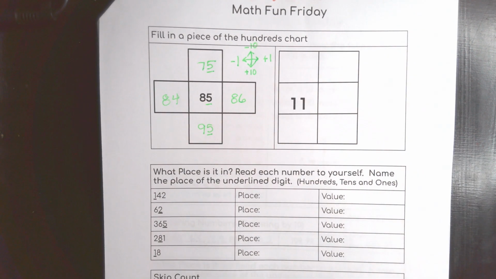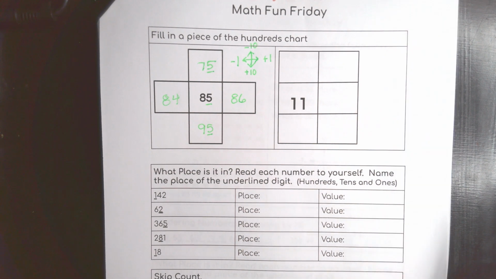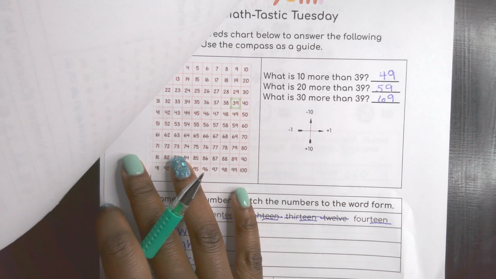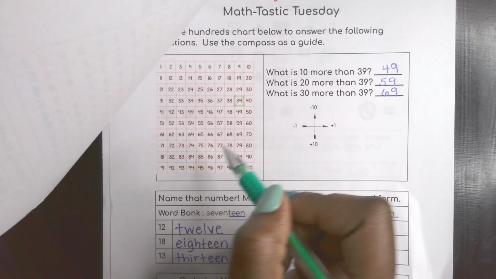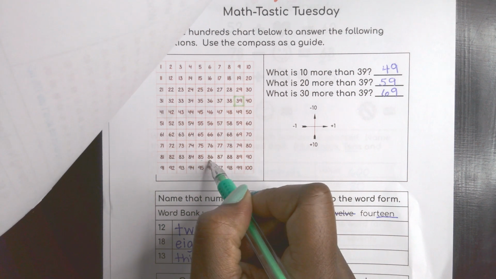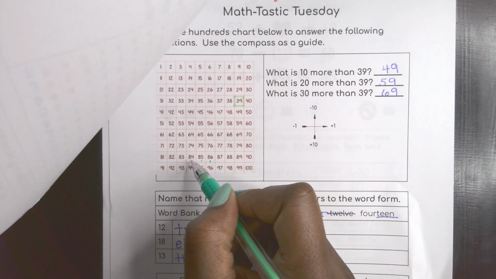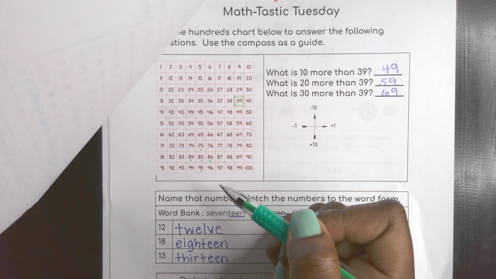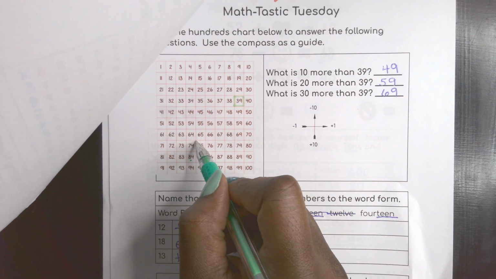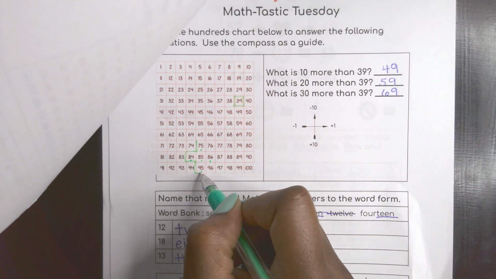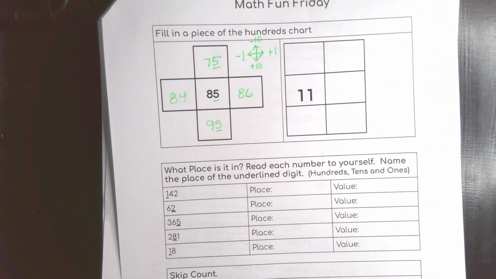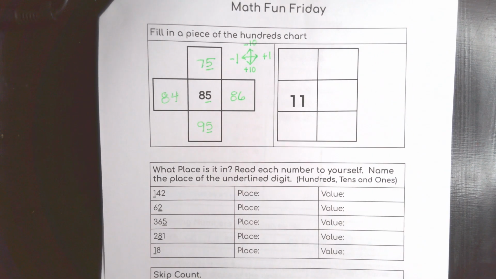If you'd like to check your work, you can always flip back to maybe Thursday and look at your hundreds chart, 85, and look at the numbers around it: 86, 84, 75, and 95. So this was the little part that was cut out right there. See? Easy peasy.